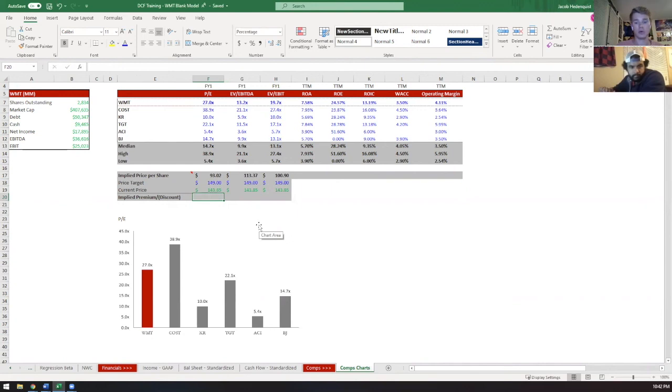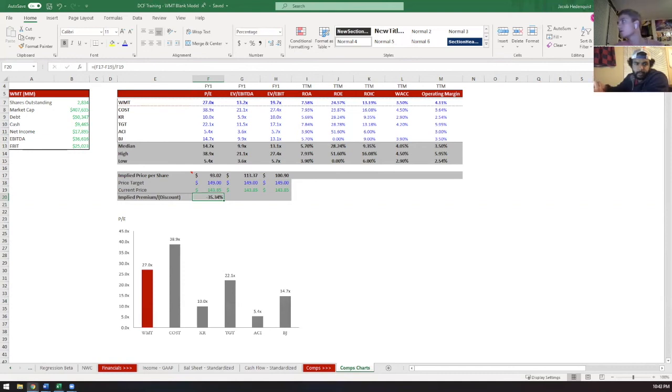And again, remember our formula for implied premium or discount equals open parentheses, current share price, or my bad, implied price minus current share price divided by current share price. That's an implied premium, it should be. Yeah, because you're saying it's an implied discount. Yeah.